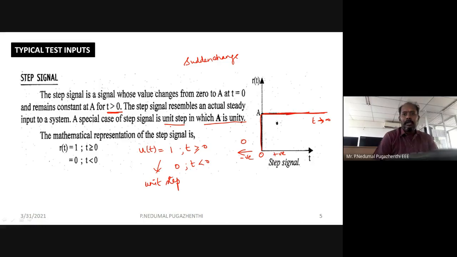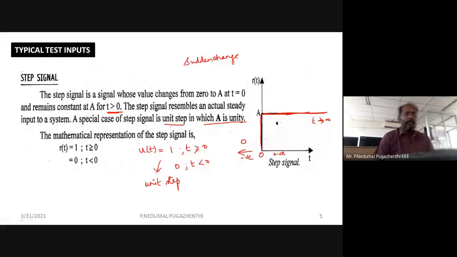Understood? Yes or no? Respond in the chat box at least. Yes or no? Yes. Okay, this is a step signal.